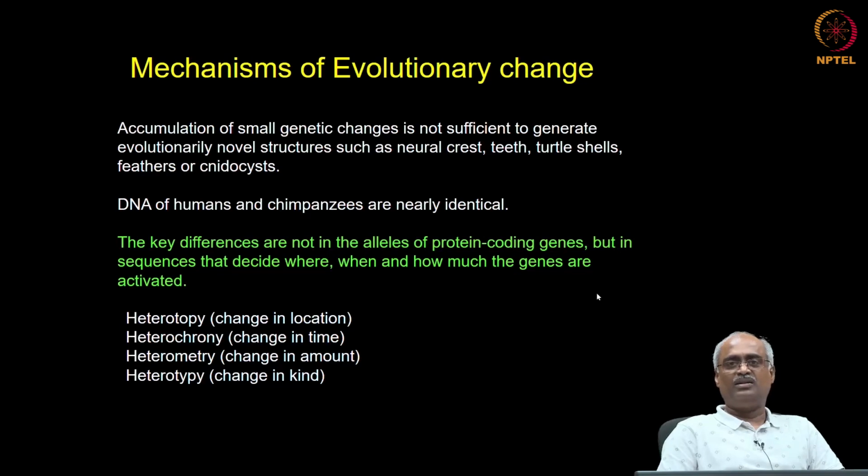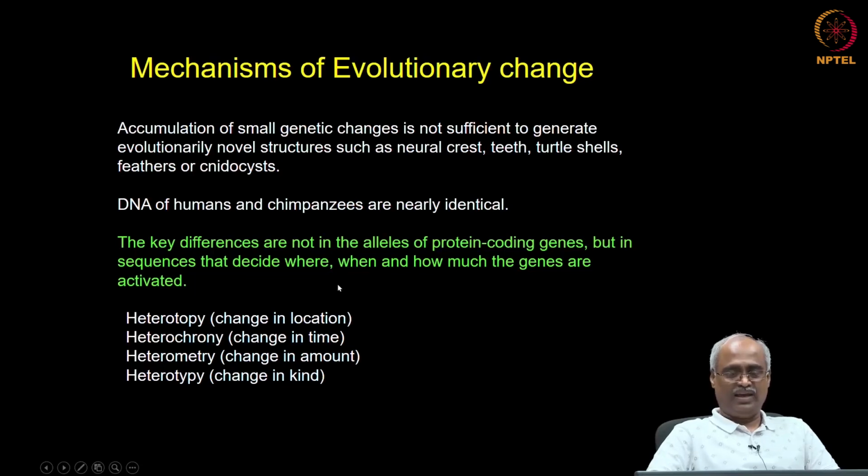Another major worry comes when you look at the sequences of human and chimpanzees. The genome is nearly identical, more than 99% identical, and many of the alleles of proteins are again very similar. But the reality is that a chimpanzee is not human; it can't teach an NPTEL course, only a human being can do that. So, where does this big difference between chimpanzees and humans come from? That key difference is not in the alleles of protein coding genes. Instead, it is in the sequences that decide where, when and how much the genes are activated. Will it come early on, and will it be there in the limb bud, or will it be in the imaginal disc, and for how long will it be expressed there?